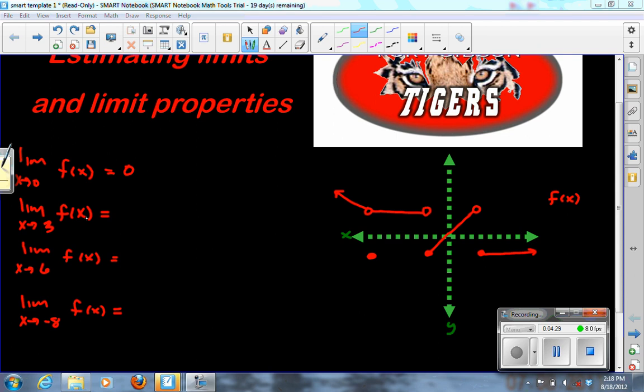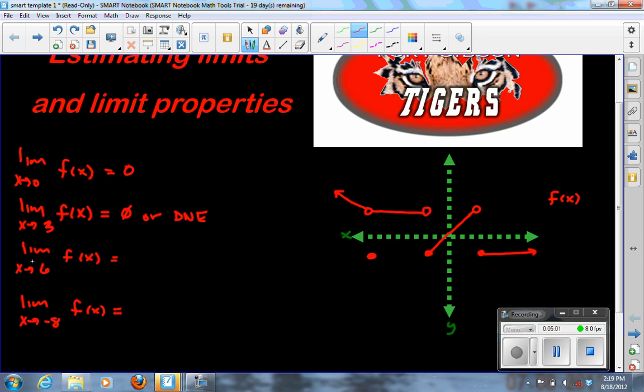Here are a few more examples I'd like to talk about. Limit as x approaches 3. I'm going to come over here. Here's where x equals 3. I'm looking at the left side of that and the right side. I can see that from the left I'm approaching a y value of about 3, and from the right I'm approaching a y value of about -2. Since these two y values are different, this is no solution, or does not exist. That limit does not exist.